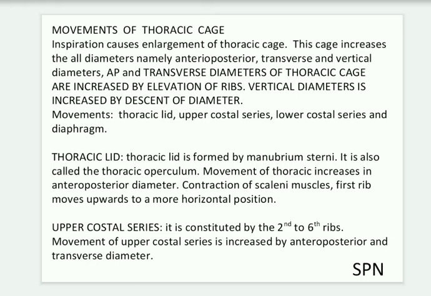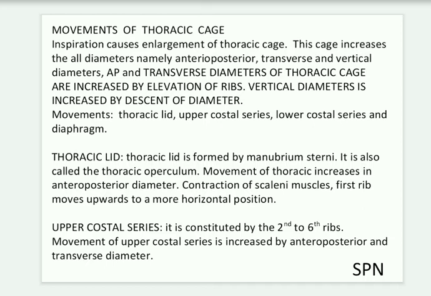The movements involve the thoracic lid, upper costal series, lower costal series and diaphragm. Firstly, we talk about the lid of the thoracic cage. The thoracic lid is formed by the manubrium sterni, also called the thoracic operculum. Its movement increases the anterior-posterior diameter, and there will be contraction of the scalene muscles. The first rib moves upwards to a more horizontal position.